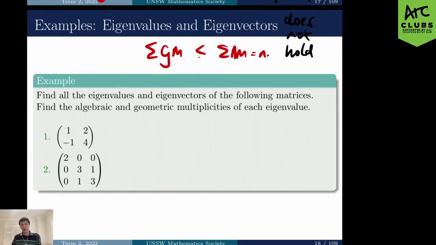Okay, so we'll do some examples now of eigenvalues and eigenvectors, and because of time, we might just do the first one. Or we might have time for the second one, we'll just speed through it. But basically, they want us to find the eigenvalues and eigenvectors, and also the AMs and GMs.